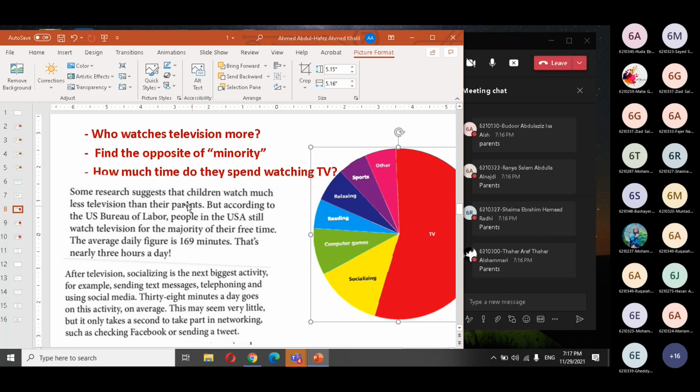Okay? What is the opposite of minority? From the text. Find the opposite of majority. Minority. Yes, excellent. What does it mean in Arabic? Minority? What does minority mean in Arabic? The majority. No, minority is a minority. Okay? And the opposite is this word.